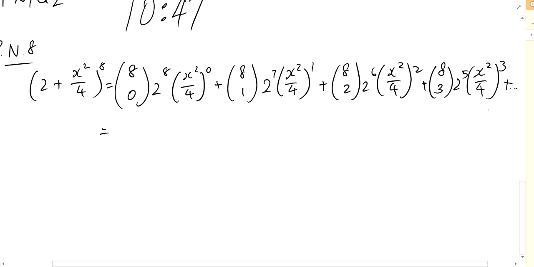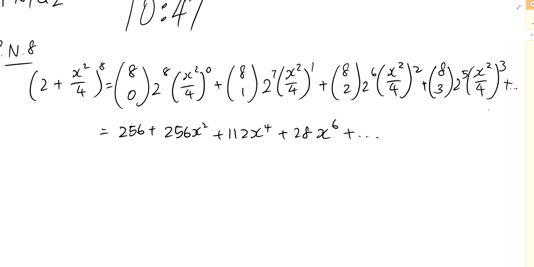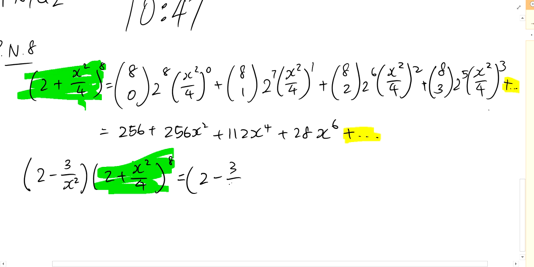Simplify, okay. 8 choose 0 times 2 power 8, we get 256 plus 256x squared plus 112x power 4 plus 28x power 6 plus dot dot dot. Okay, you may copy this down and I want you to highlight this portion, the plus dot dot dot. Sometimes I'm very excited, like you get a correct answer, then you forget to transfer the plus dot dot dot to the next line. Okay, you may copy 2 minus 3 over x squared, then replace with everything else. 256 plus 256x squared plus 112x power 4 plus 28x power 6.